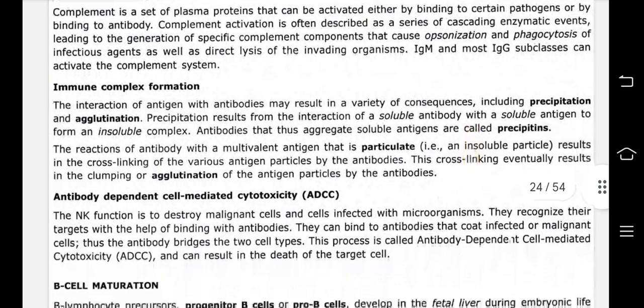Then immune complex formation. The interaction of antigen with antibodies may result in a variety of consequences, including precipitation and agglutination. Precipitation results from the interaction of a soluble antibody with a soluble antigen to form an insoluble complex. Antibodies that precipitate soluble antigens are called precipitins. The reaction of antibody with a multivalent particulate, insoluble antigen results in the cross-linking of various antigen particles by the antibodies. This cross-linking eventually results in the clumping or agglutination of the antigen particles by the antibodies.